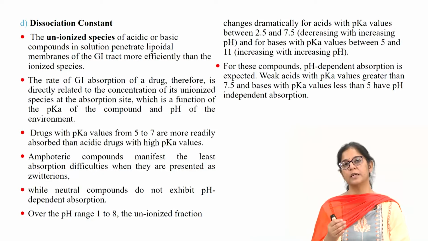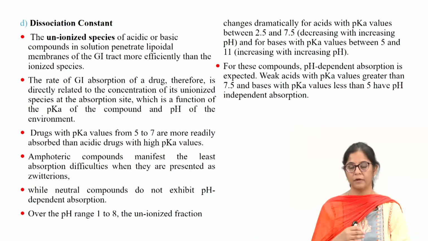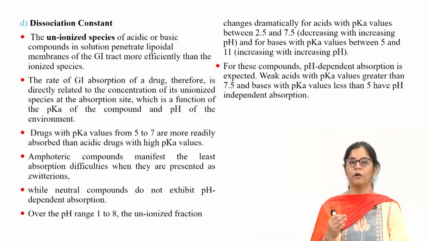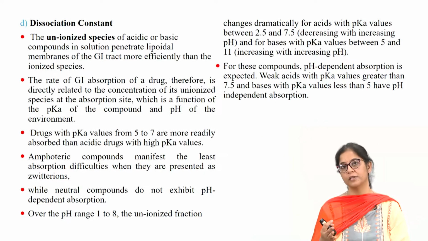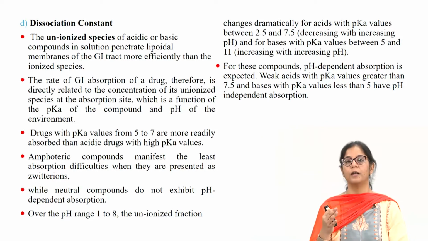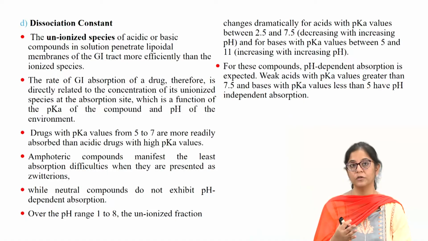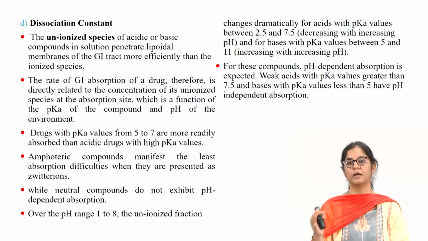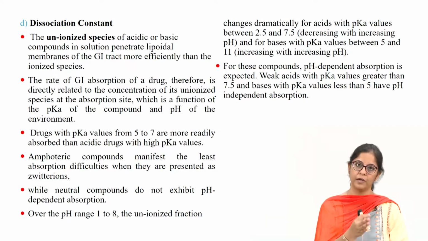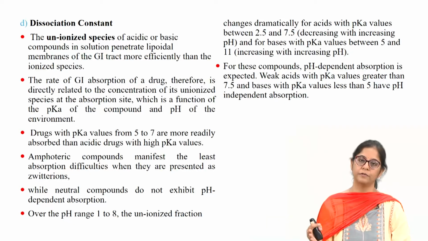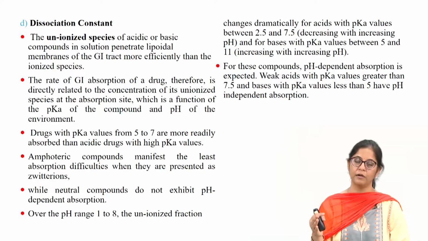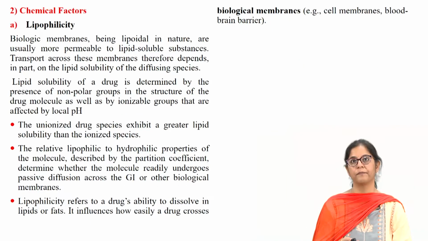So, we need to select those drugs if we have an option, or we can go for enteric coated, or we can make modifications in the dosage form, so that the drug is not exposed to the specific pH where it ionizes, and we change the site of absorption of the drug. So, instead of the stomach, the absorption site becomes the intestine, or vice versa.